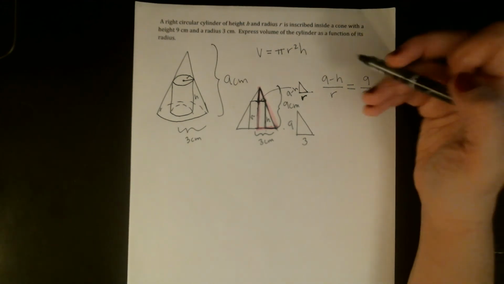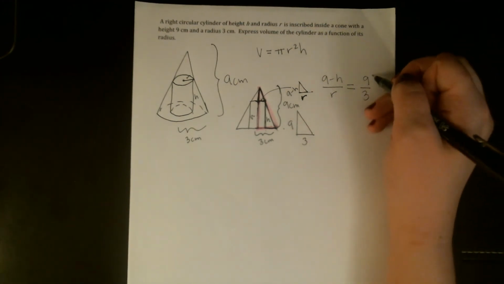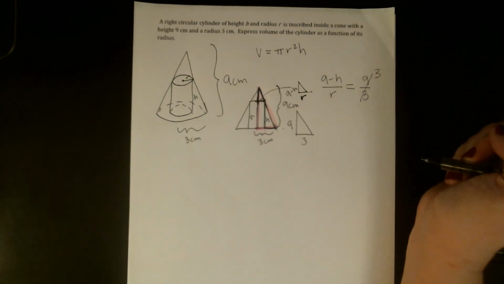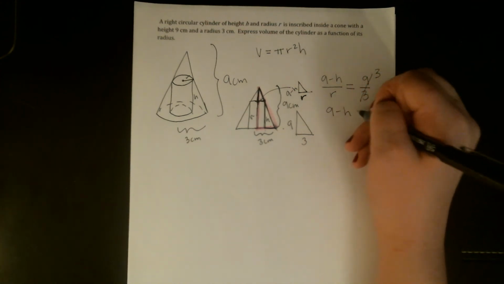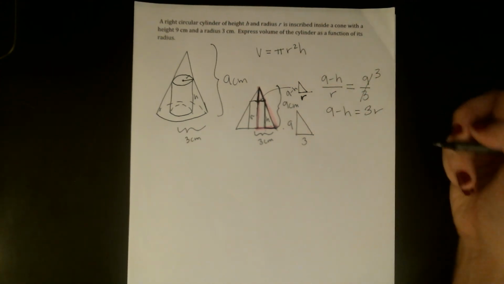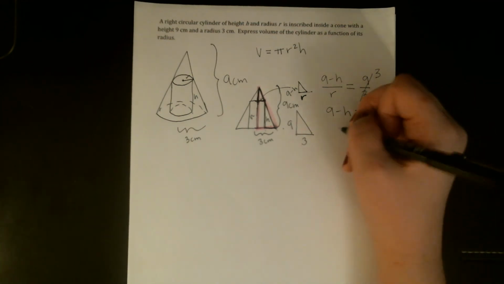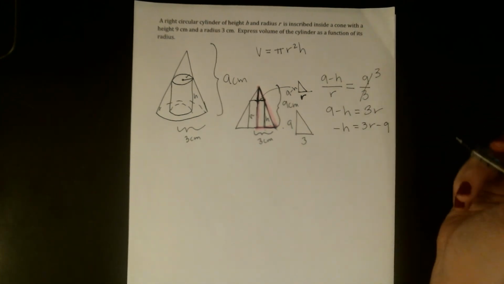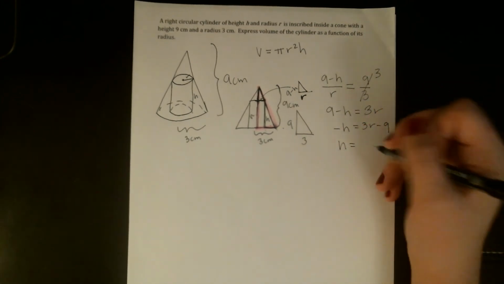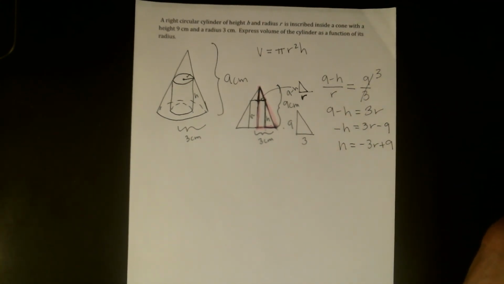Okay, and then our goal is to eliminate an H from our original formula. So I am going to do a couple of things. One is I'm going to say that 9 over 3 is 3. The other is I'm going to multiply both sides of the equation by an R. I still need to solve for H, so I'm going to go ahead and subtract 9 and then multiply both sides by -1. Okay, so H is equal to -3R plus 9.